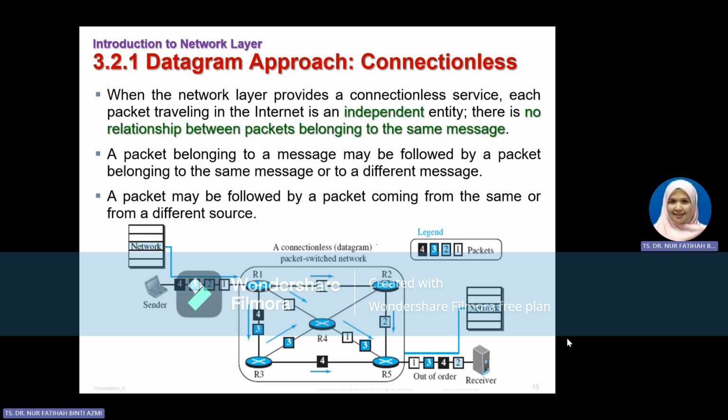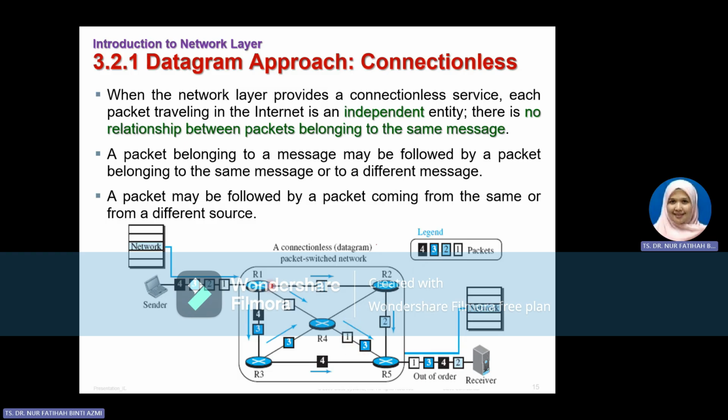So as you can see here on the sender side, the sender is preparing to send the message, and the message is divided into 4 packets. The packets will be sent individually into the network from R1, router 1. Inside the network, this is the connectionless network, meaning that each packet is treated independently. The routers do not keep track of any state or previous packet. The packets also may take different routes to the destination.